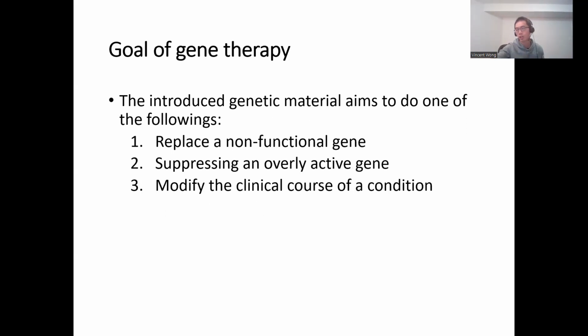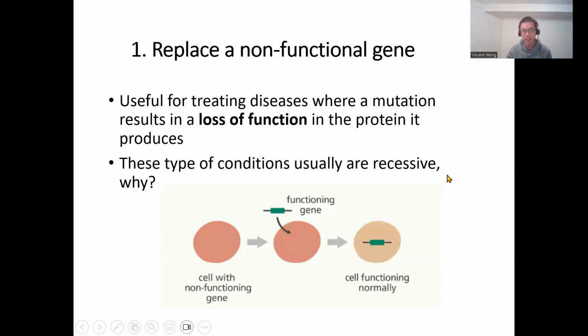All right, why do we do gene therapy? There are 3 goals in general. Number 1, replace a non-functional gene. Number 2, suppressing an overly active gene. And number 3, modify the clinical course of the condition. I'm going to explain each one to you. Number 1 is probably the most obvious goal.